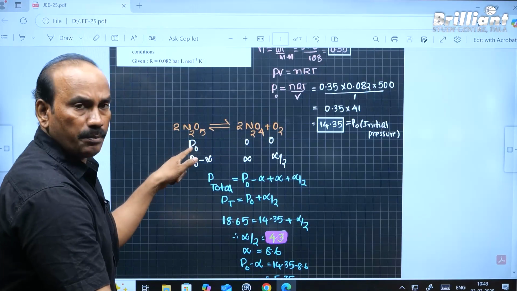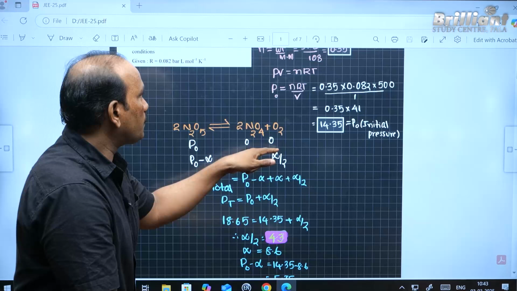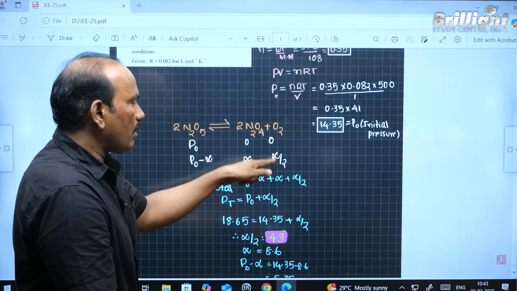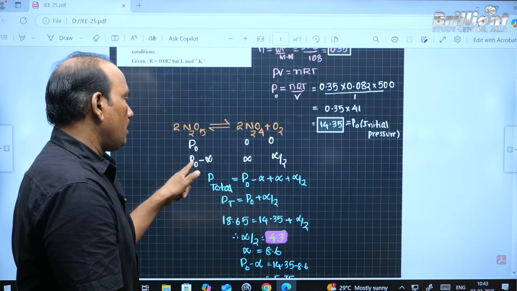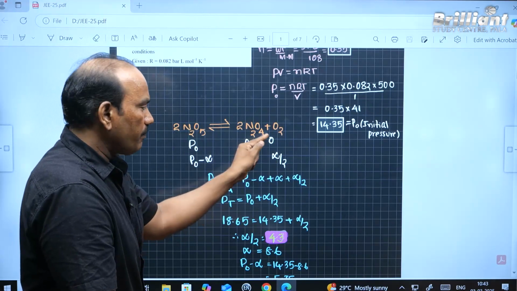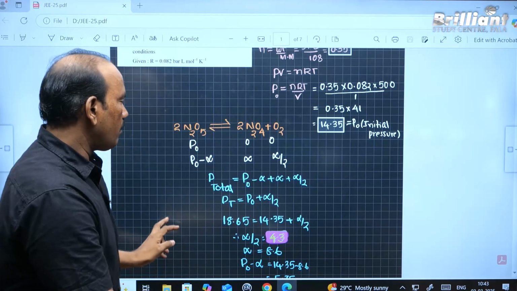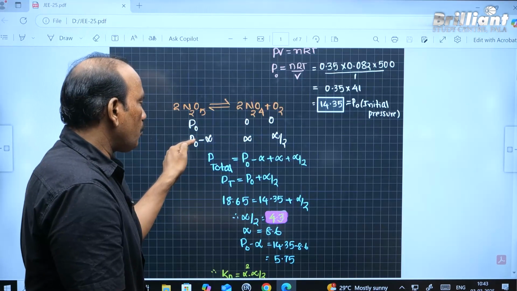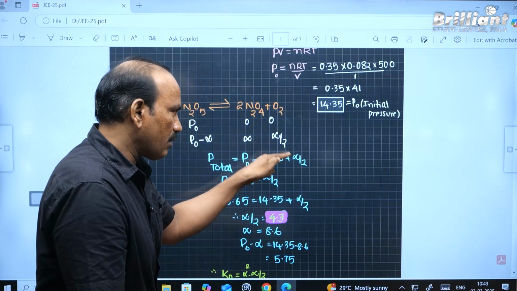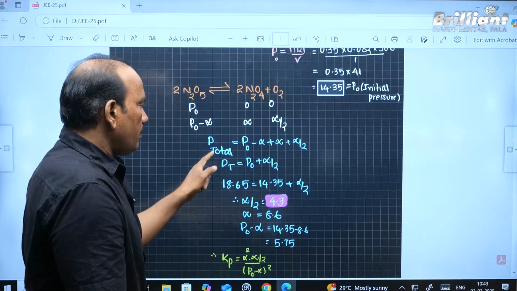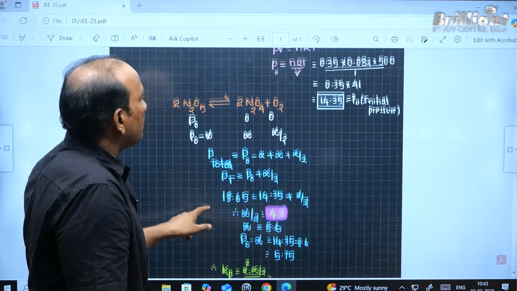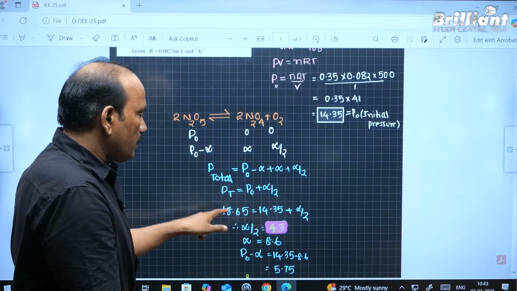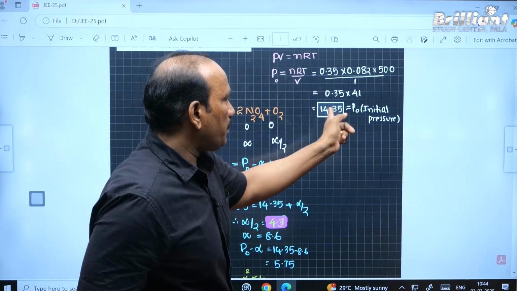N2O5 gives initial pressure equal to P0, 0, 0. Then P0 minus alpha, 2 units value equals alpha, 1 unit value equals alpha by 2. That's why P0 minus alpha, alpha, and this is alpha by 2. Clear? Now, here what is the total pressure? Total pressure equals the sum of these 3. P0 minus alpha plus alpha by 2. Okay? Now, in this one total pressure equals how much is given? Already given, total pressure equals 18.65. 18.65 equals P0. What is the calculated value of P0?